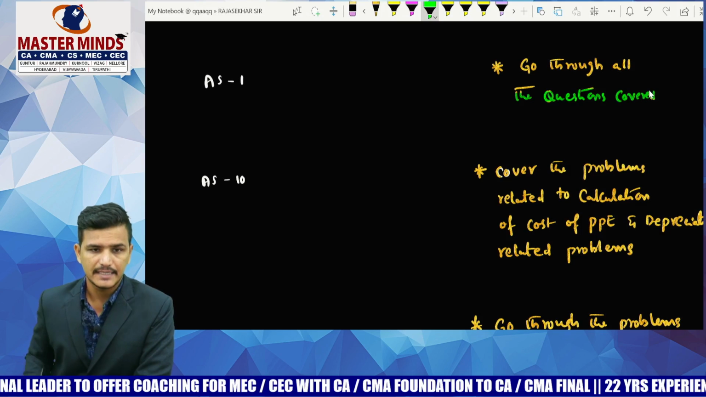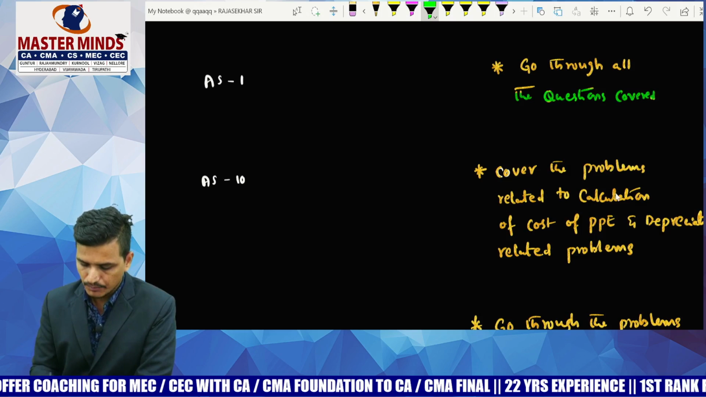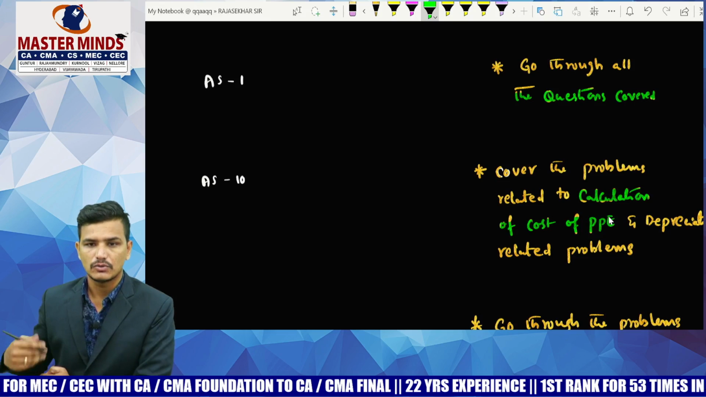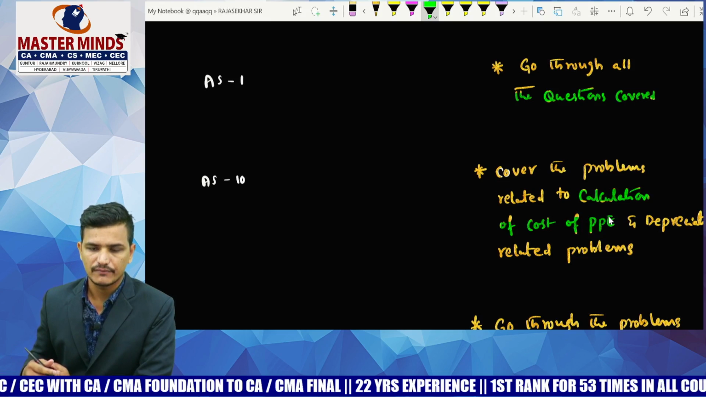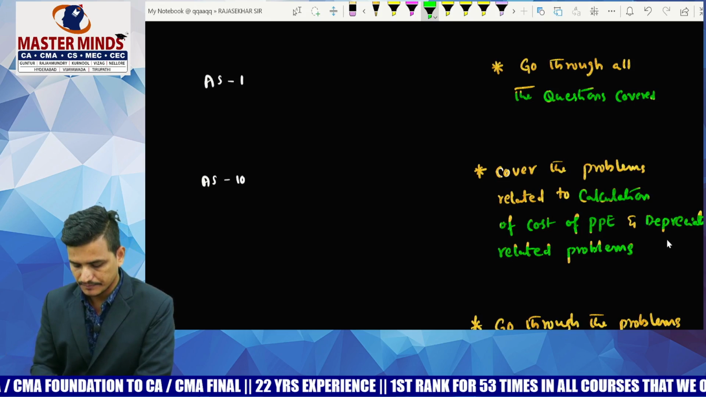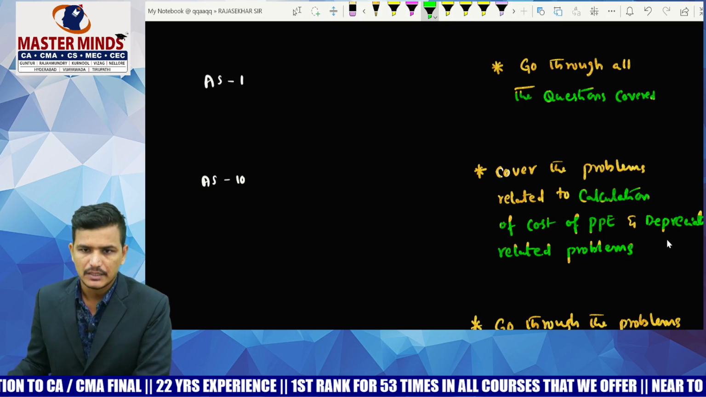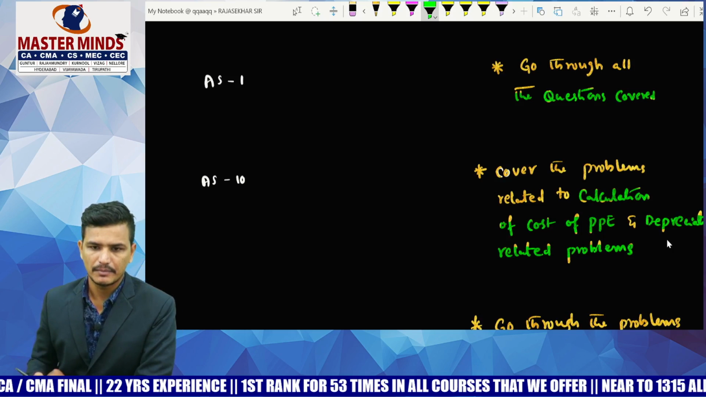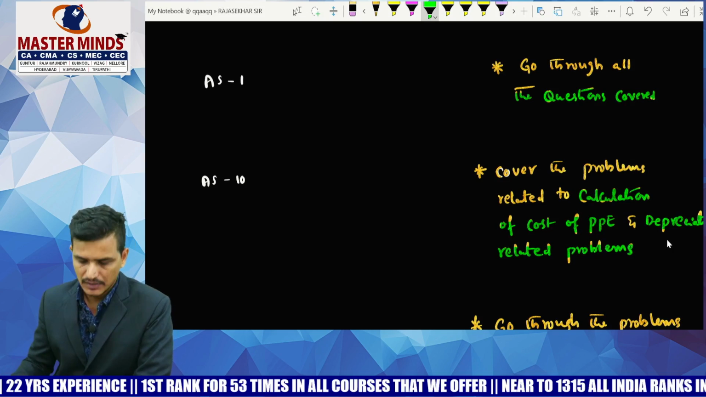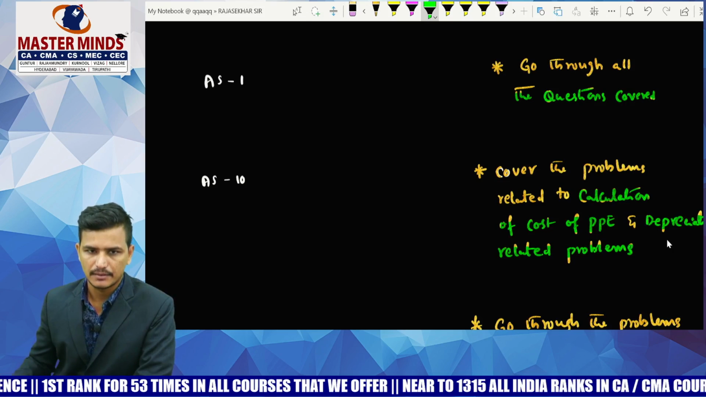And next, coming to AS10. What are the problems we are required to cover in AS10? Cover the problems related to the calculation of cost of PPE, that is, what elements are to be included in the determination of cost of PPE, and also the problems related to depreciation. The depreciation related problems are also important. Either the depreciation problem may be given from the depreciation chapter, or it can also be from the AS10 point of view. So cover the problems related to cost of PPE and depreciation.